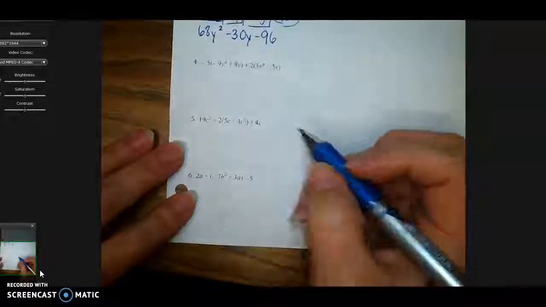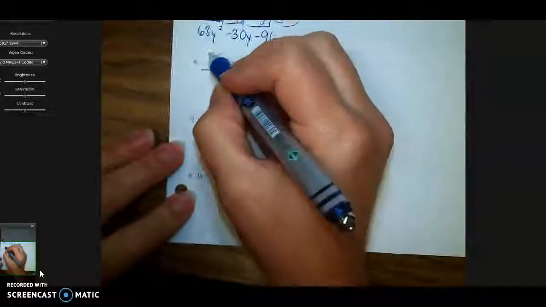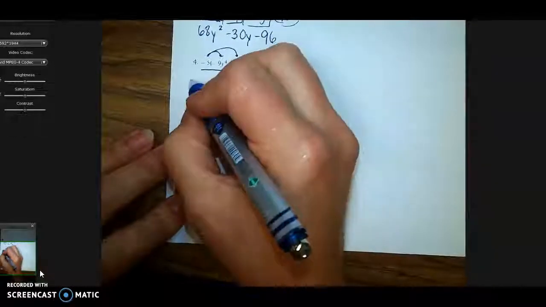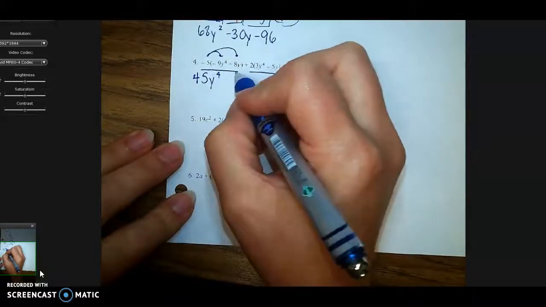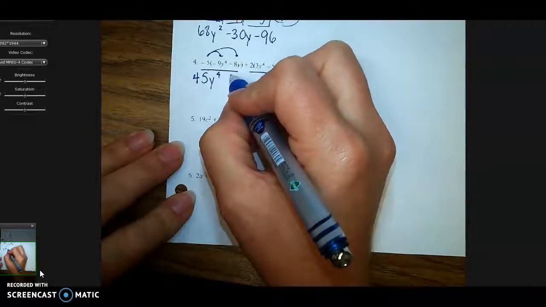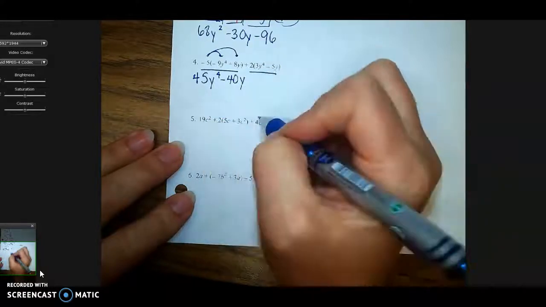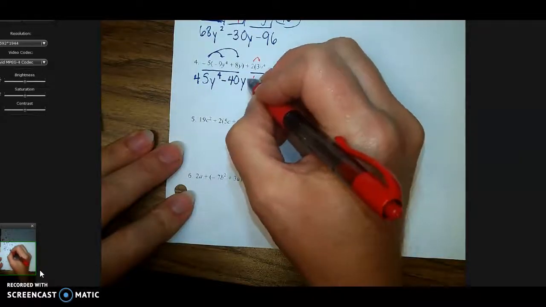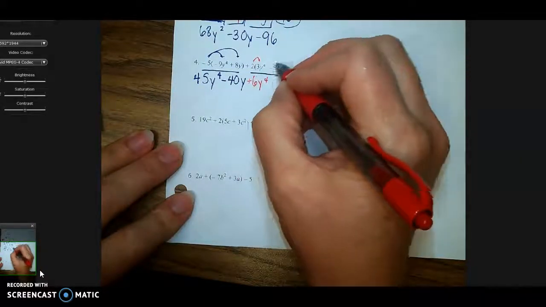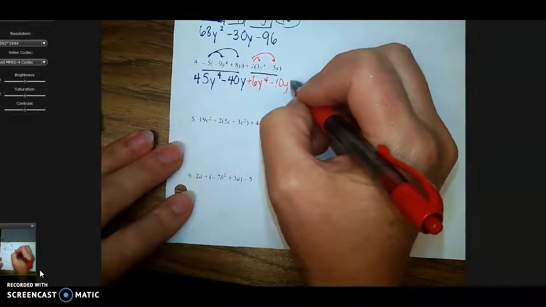My next one there, I again have 2 sets of distributive property going on. Negative times a negative gives me a positive 45y to the 4th power, and then negative 40y. Over here I've got a 6y to the 4th because this is positive. I'm going to go and put my plus sign in, and then I've got negative 10y.